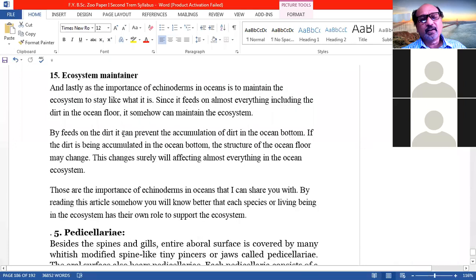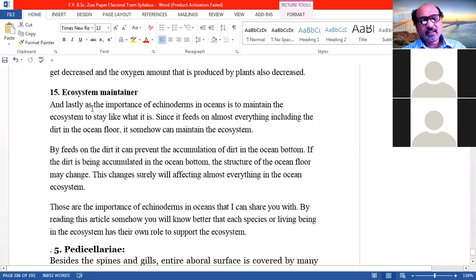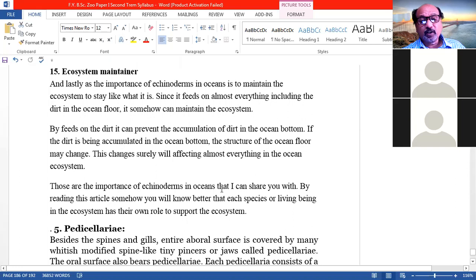Then, the ecosystem maintainer. Lastly, the importance of echinoderms in the ocean is to maintain the ecosystem. They feed on almost everything, including dirt in the ocean. By feeding on the dirt, they prevent the accumulation of dirt on the ocean bottom. And if dirt accumulates on the ocean bottom, the structure of the ocean changes. So these changes will surely affect almost everything in the ocean ecosystem. Those are the importance of echinoderms in the ocean.